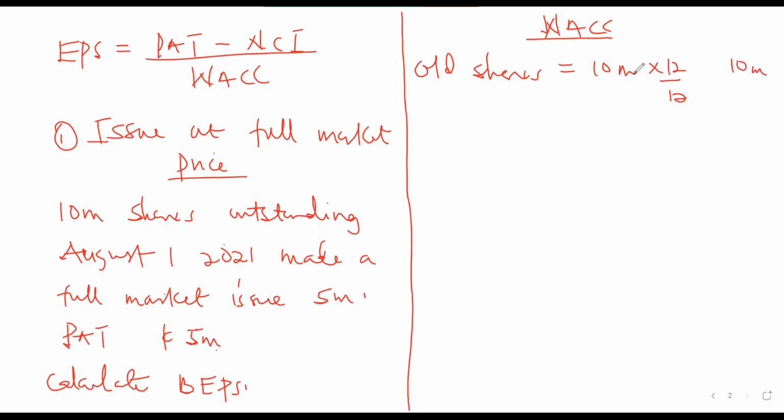But let's come to the new issue. The new issue will have how many months impact? 5 months. So the assumption is that the 5 million is for the total year, so let's find the 5 months of the shares. That will be 5 million times 5 over 12. What are we getting?